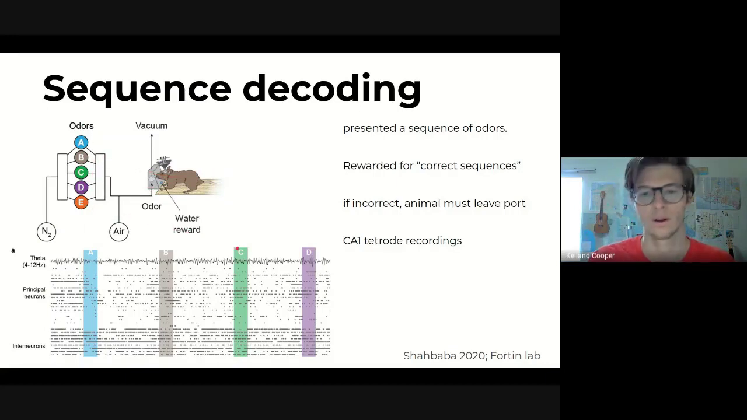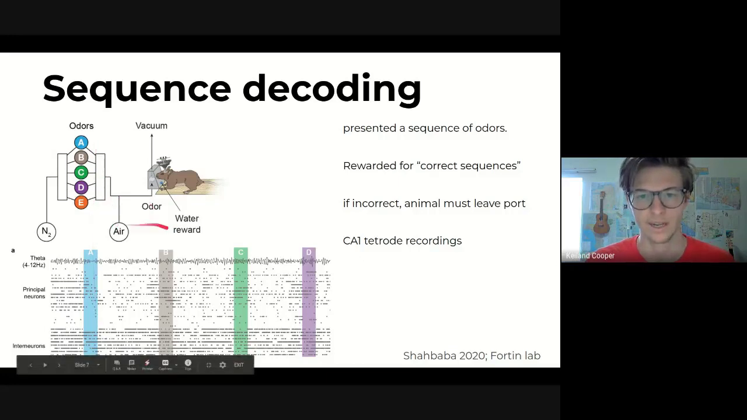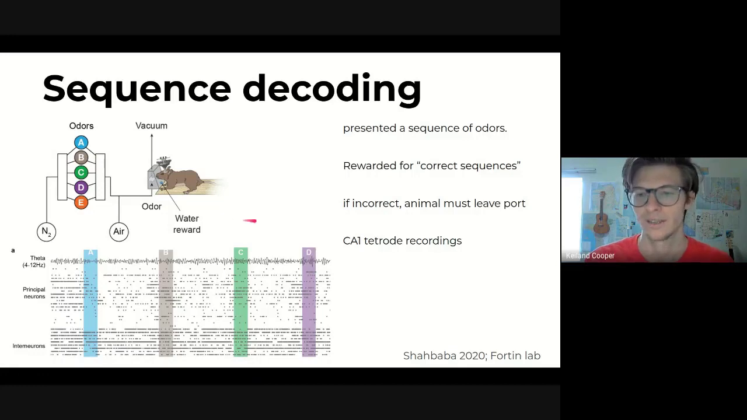We know that they learn this sequence because every now and then we'll switch it. So instead of A, B, C, D, we'll do A, B, C, E. And if they detect that this sequence is incorrect, then they'll pull their nose out. And at the end of every trial they get correct, we give them a reward to encourage them to continue to work. And here's some of the neural data that we recorded from this.